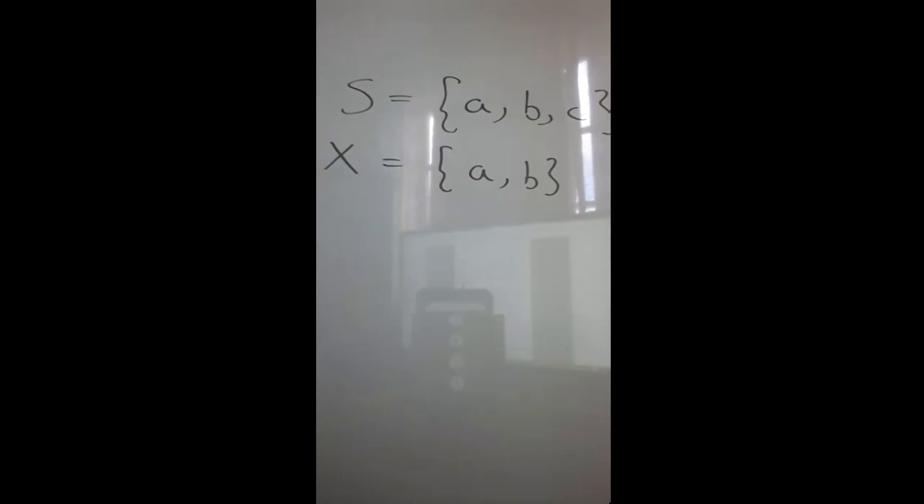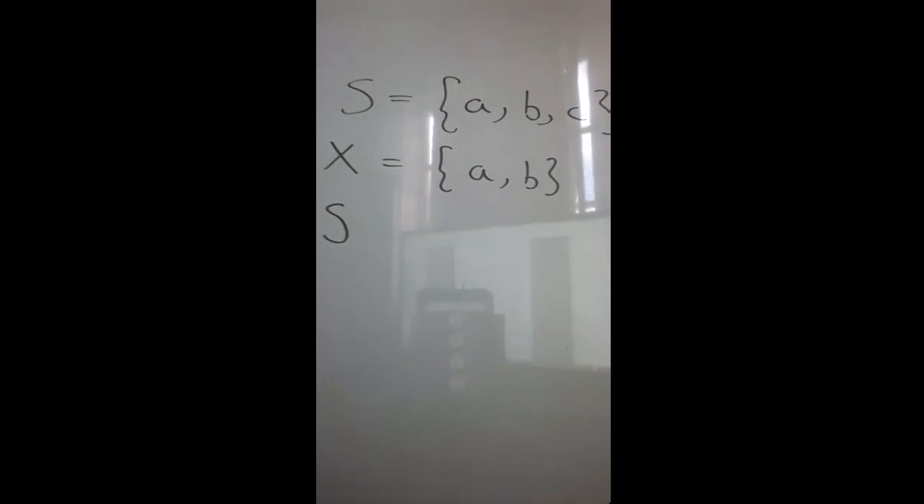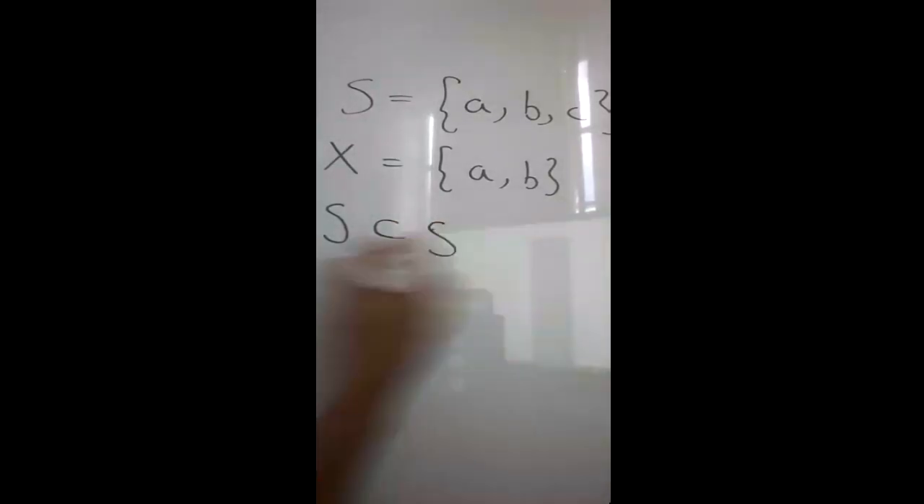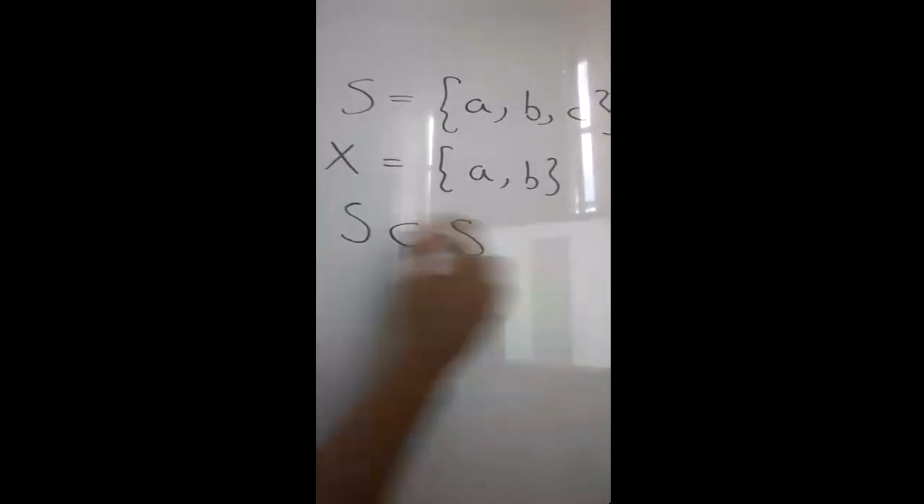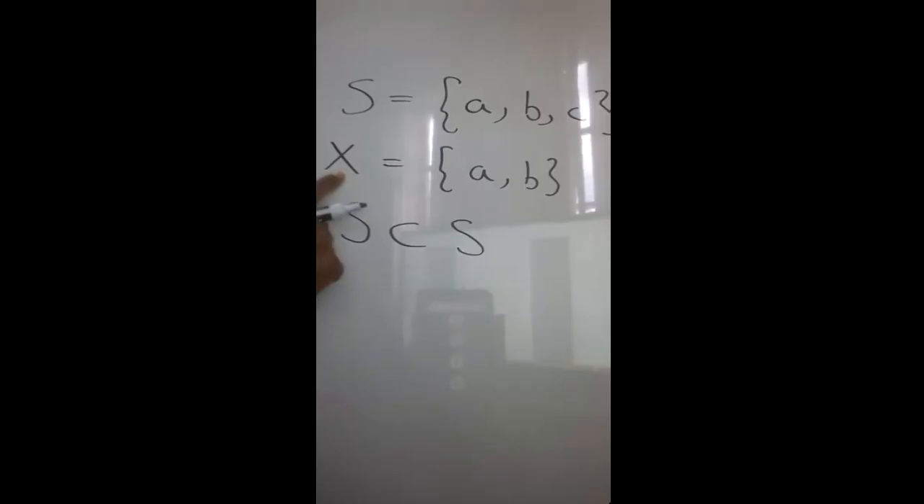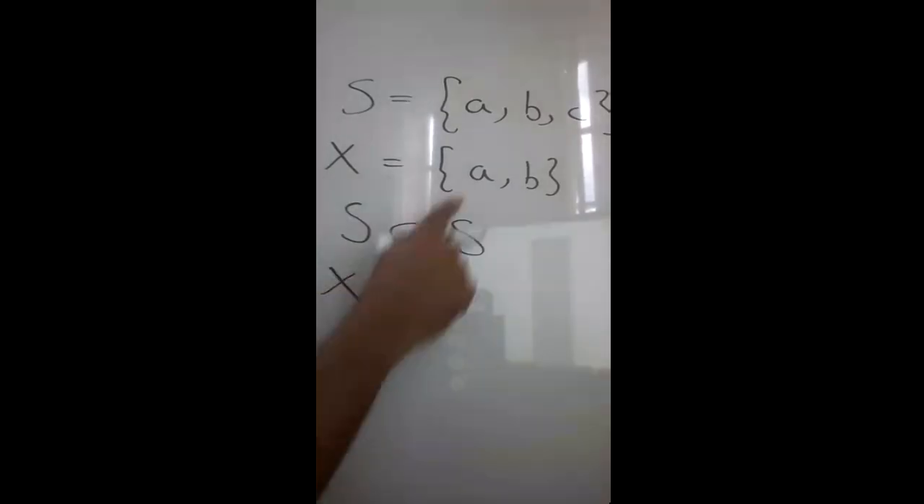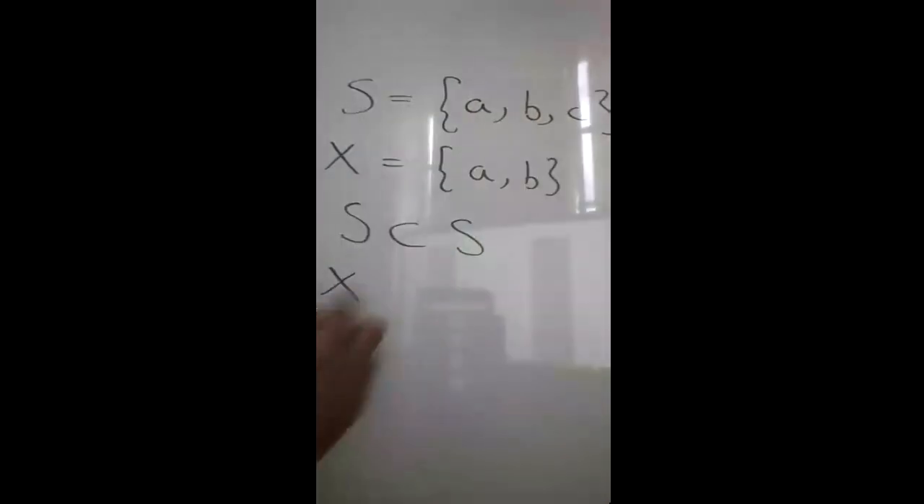Now, this here, S. This is not something you have to write, but it's something you have to know. Every set is a subset of itself. Now you see when I write a subset here, this is saying that S is a subset of S, because what a subset is, is that everything in one set is found in the other. So everything in X, A and B, can be found in S.